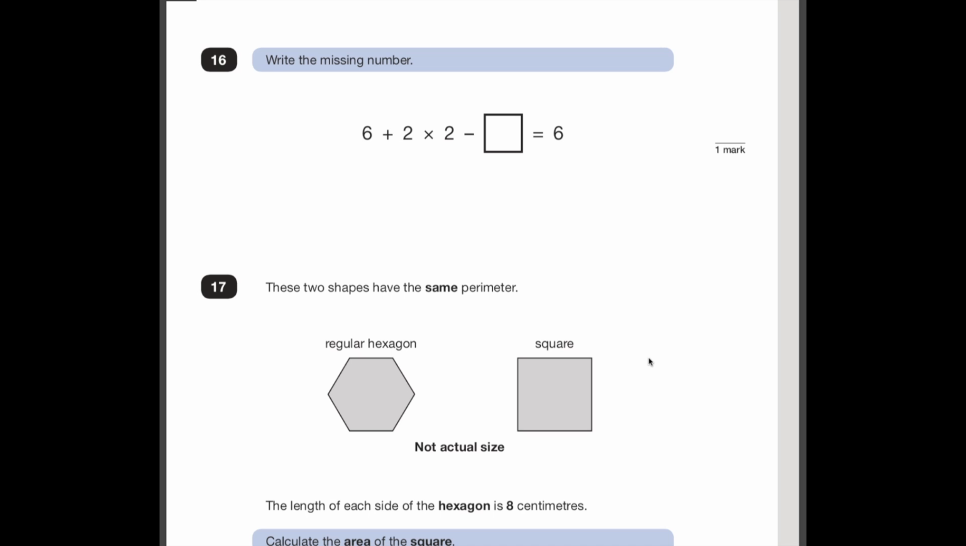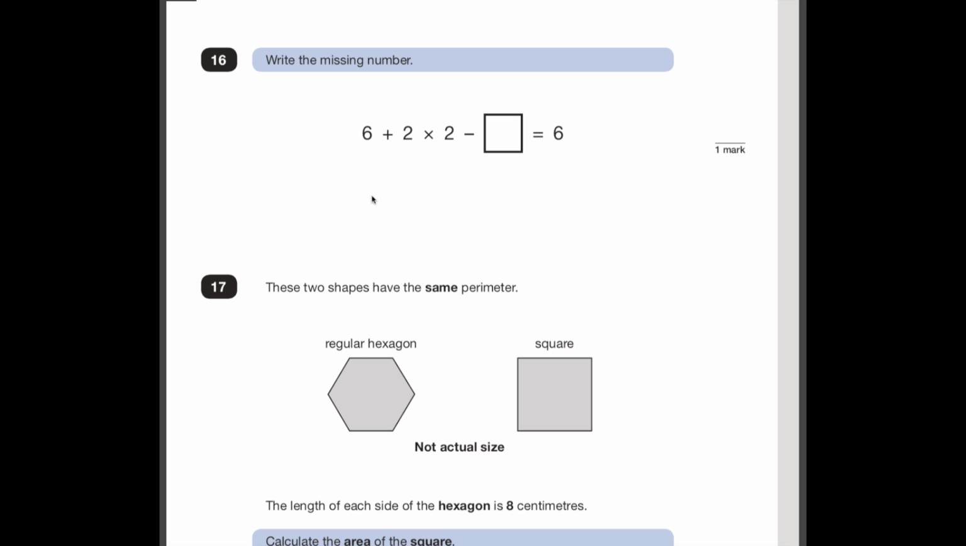Number 16, write the missing number. This is a perfect example of a BODMAS question. If you don't know how to do BODMAS, you need to have a look at the video that I've done on my channel for BODMAS questions. It's really important that you know how to do that. I won't go through the steps here, so let's just go through the answer.